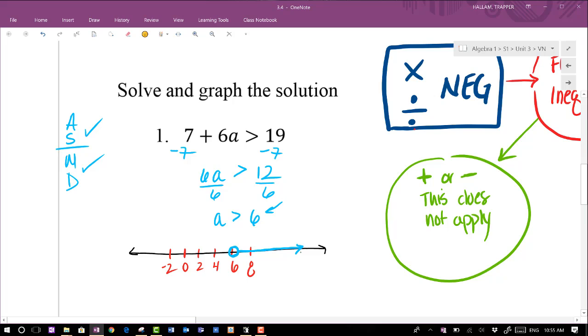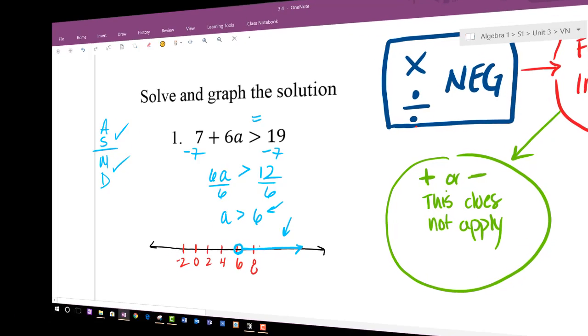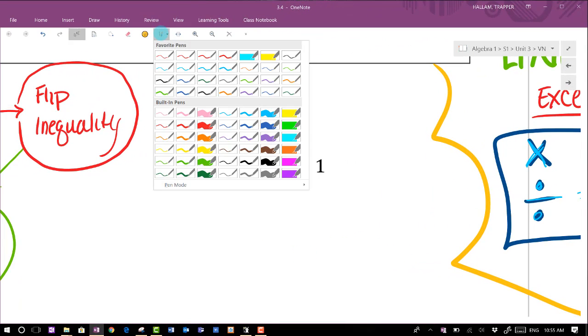We treated it just like it was an equality, and we did the exact same operations and then graphed. Remember, we've got lots of solutions when we're done. It's not just 6, that's just our boundary to show us where all of the other solutions are. In this next example, we should see a flipping.